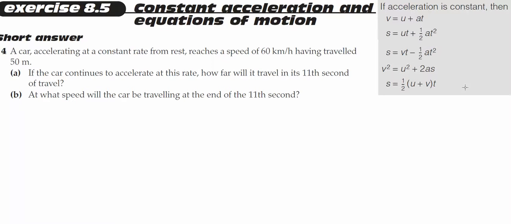This is Specialist Maths. It's 8.5, question number 4. A car is accelerating at a constant rate, therefore I can use these rules. From rest, so u equals 0, and reaches a speed of 60 kilometers per hour, so 60 divided by 3.6, having travelled 50 meters.